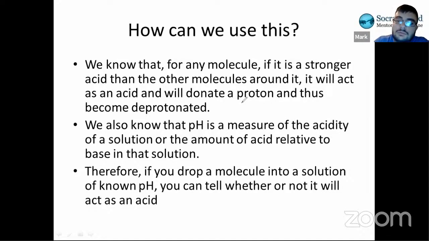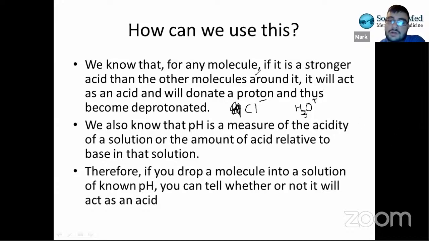When HCl donates its proton to water, it becomes deprotonated into Cl minus, and the water becomes protonated because the water acts as a base. It becomes H3O plus, because it gets a proton. That makes sense, right? HCl is a stronger acid than H2O, so it will act as an acid and force H2O to act as a base.